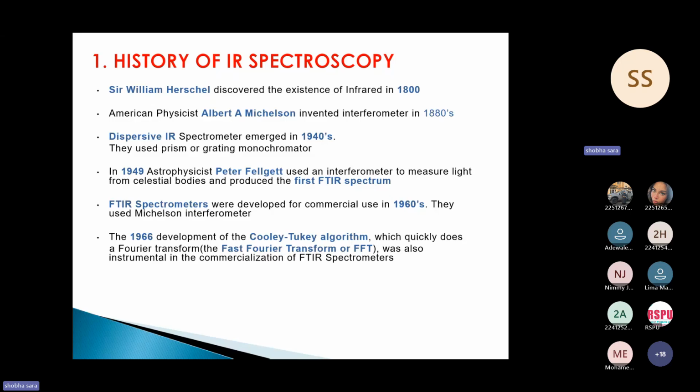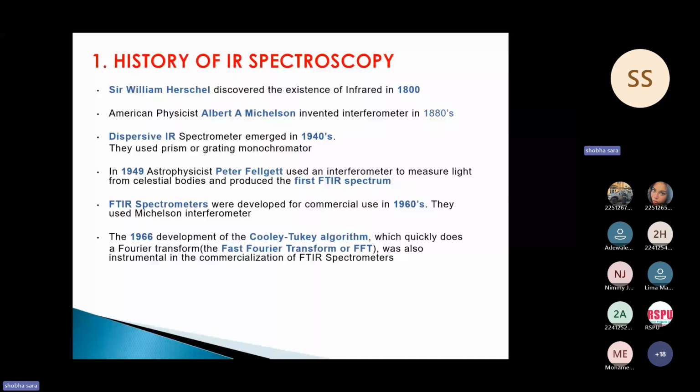Then it was the dispersive infrared era. They manufactured a spectrophotometer, which was a dispersive one. It was made in the 1940s, but it was just the beginning. They used the prism or the grating as the monochromator. In the beginning, they could pass one wavelength at a time, not all of them together. But still, it was very effective, and they could study the structure of the compound. But the drawback was that it was very slow, less sensitive, and required more sample.